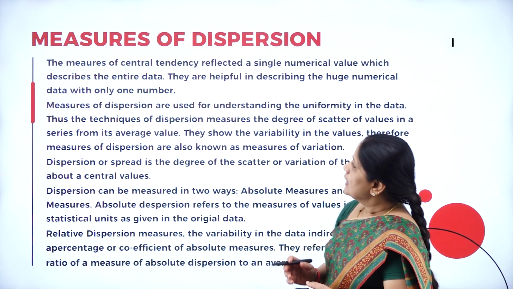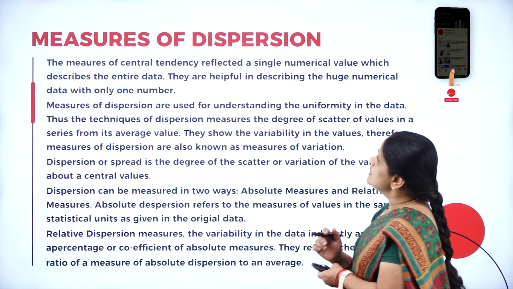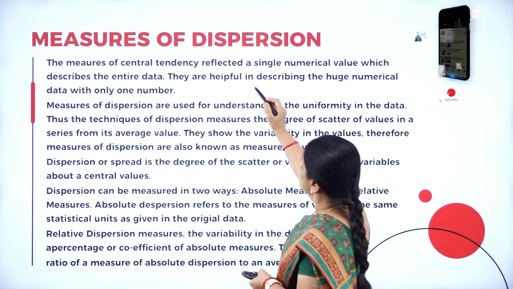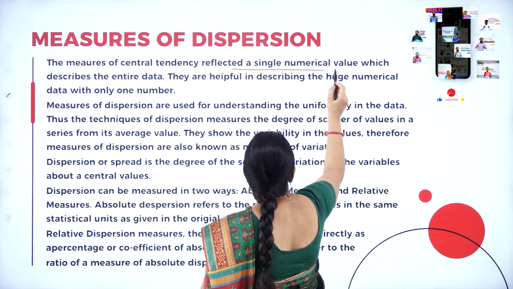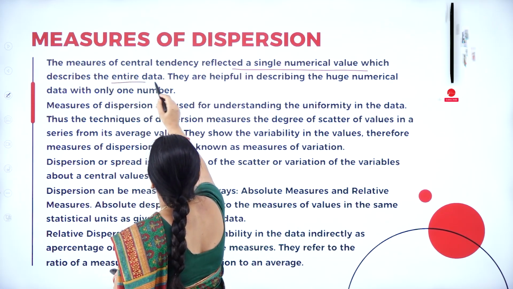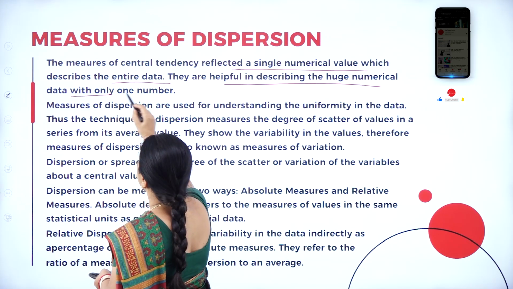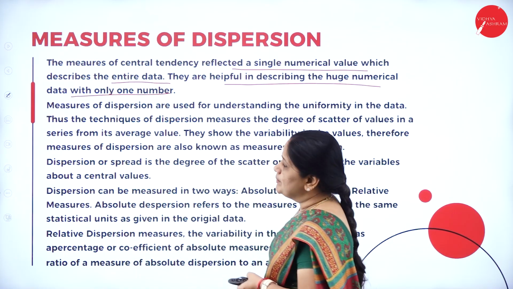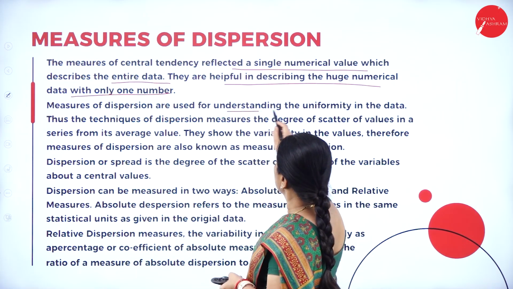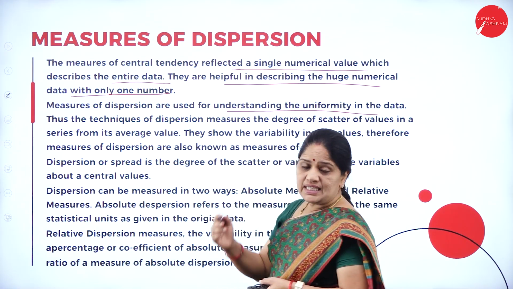In this session, let us have a discussion on measures of dispersion. So the measures of central tendency reflect a single numerical value which describes the entire data. They are helpful in describing the huge numerical data with only one number. So the measures of dispersion are used for understanding the uniformity in data.